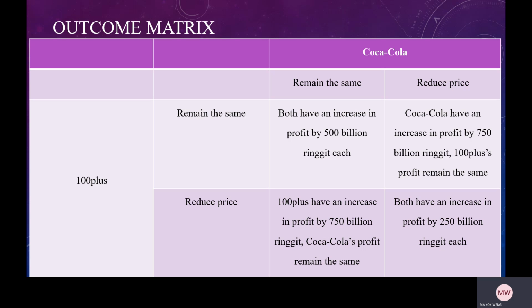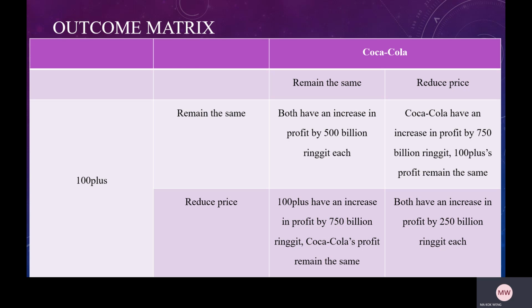This outcome matrix shows us what they will be getting if they choose a particular strategy. As you can see, if 100 Plus and Coca-Cola both choose to remain the same strategy, they will both be getting an increase in profit by 500 billion ringgit each. If 100 Plus chooses to remain the same and Coca-Cola chooses to reduce their price, Coca-Cola will have an increase in the profit by 750 billion ringgit and 100 Plus profit will remain the same.